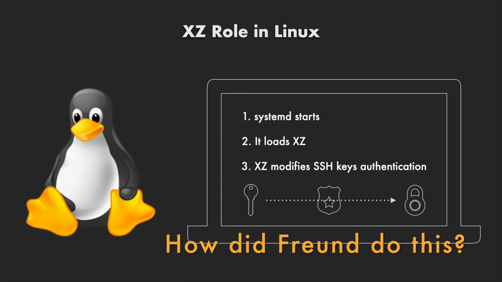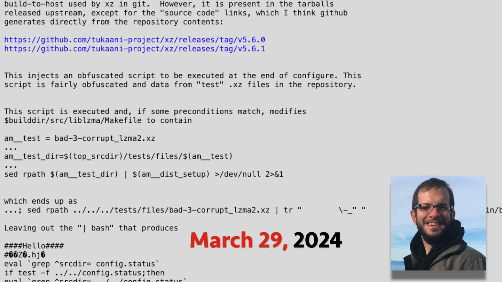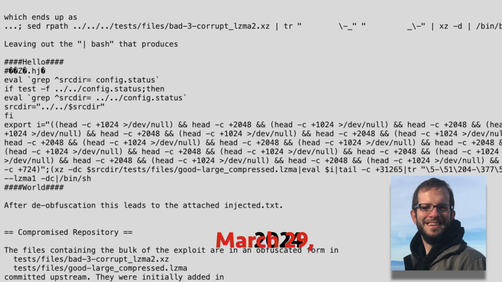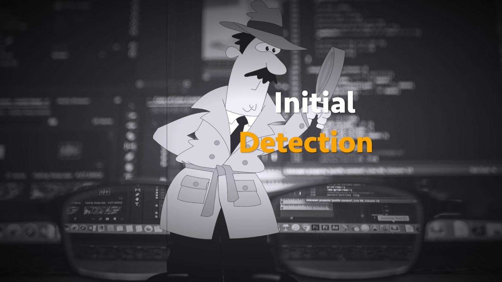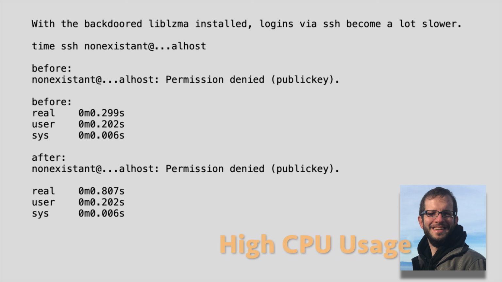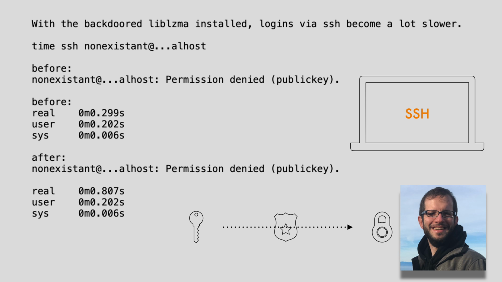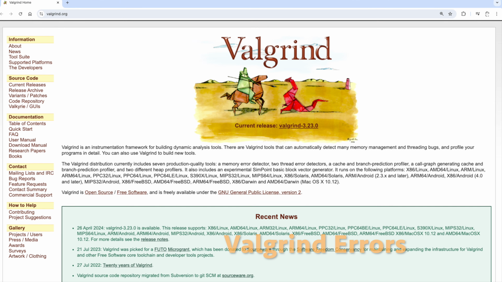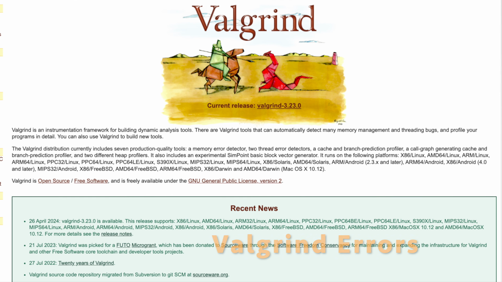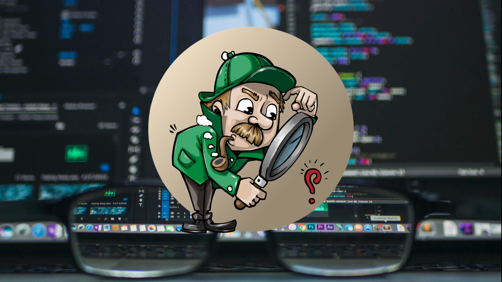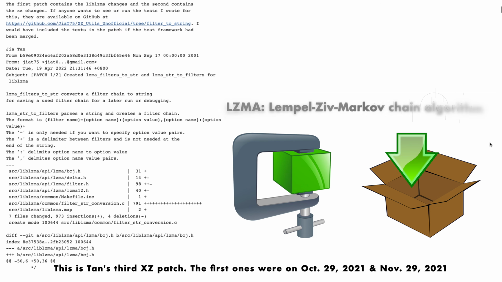So how did Freund do this? Based on his details emailed to the OSS security mailing list, here is a breakdown of his methodical approach. Initial detection. Freund noticed several odd symptoms, such as high CPU usage. SSH logins were consuming more CPU resources than usual. Valgrind errors. The memory analysis tool Valgrind reported anomalies during SSH operations. These anomalies prompted a deeper investigation into the liblzma library, which is part of the XZ package.